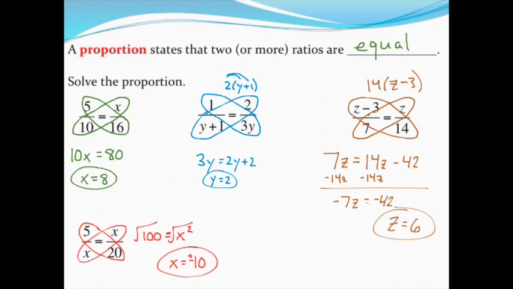Just to show you, let's say we plugged in negative 10 for x. So this first fraction is 5 divided by negative 10, which would simplify just to negative 1/2. The second fraction, again, plugging in negative 10 for x, is negative 10 over 20, which also simplifies to negative 1/2. So that just goes to show you that there are two answers. Positive 10 and negative 10 would both work as solutions to this proportion.